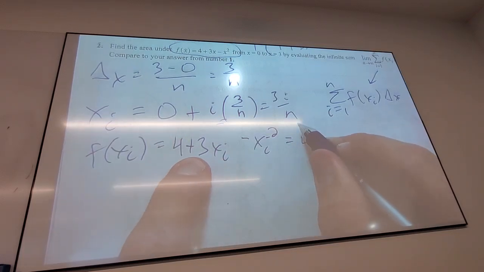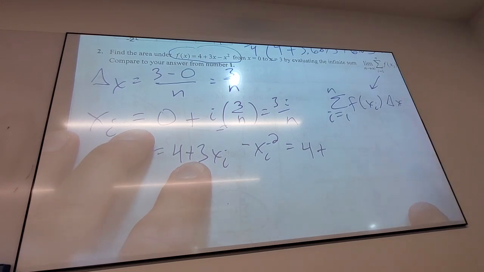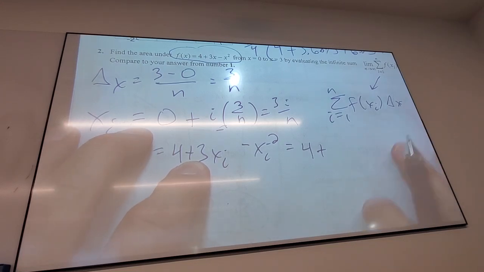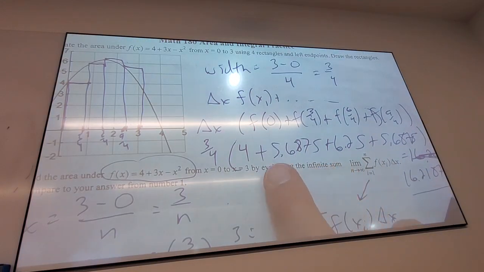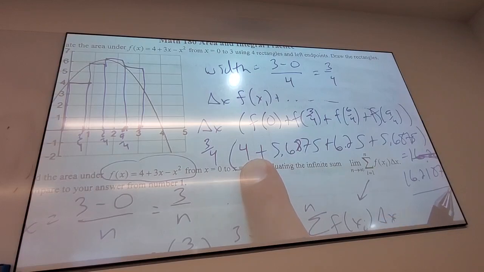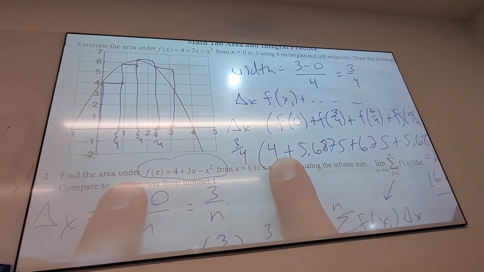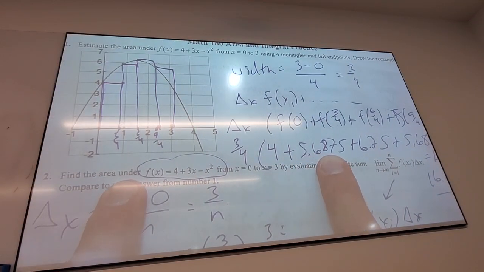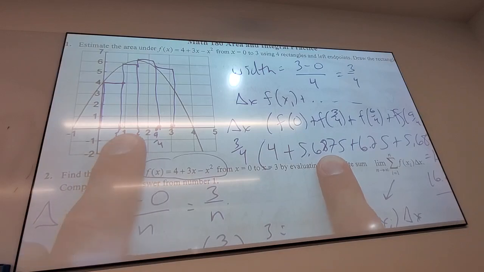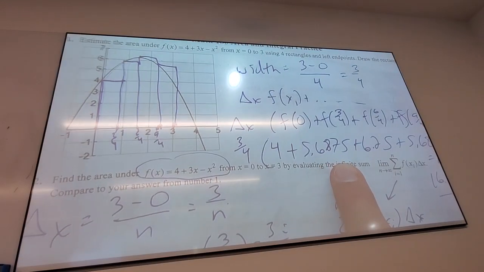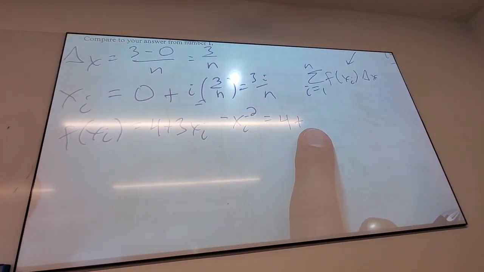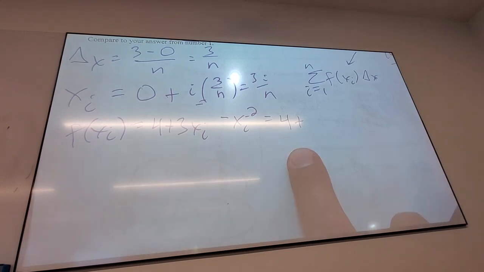So I get 4, and real quick, just to show you, we're doing exactly the same work we did earlier. How in the world did we get a 4 there? Because we plugged in the first thing. And how did I get 5.6875 there? Because we plugged the next thing into the function. So isn't that exactly what we're doing? We're just plugging each thing into the function. That's all we're doing here.